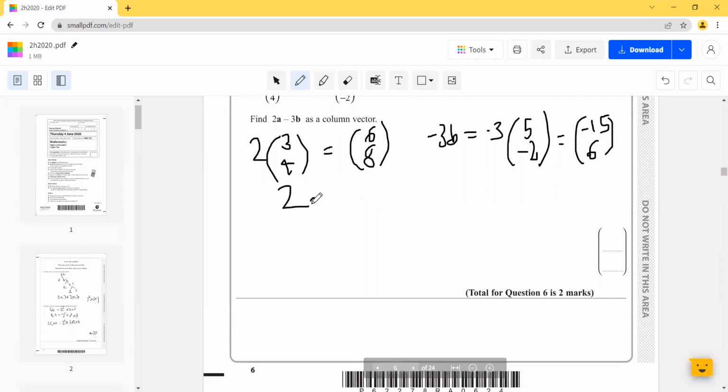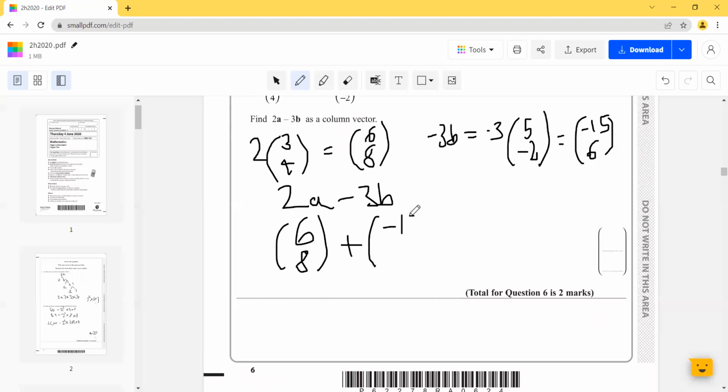And 2A minus 3B is 6, 8 plus minus 15 and 6. So we will have minus 9 and 14.